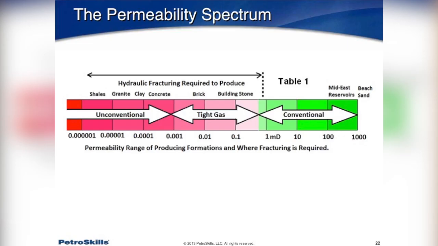We move to that tight gas sand, which I mentioned earlier we've been producing from for some 15 to 20 years. And that might be more like a building stone or a brick that you might use in construction. That would be on the order of 1/10 of a millidarcy or 1/100th of a millidarcy. Now we move into the very tight shales, and you're moving down into the range of 0.00001 millidarcies, something on the order of granite.